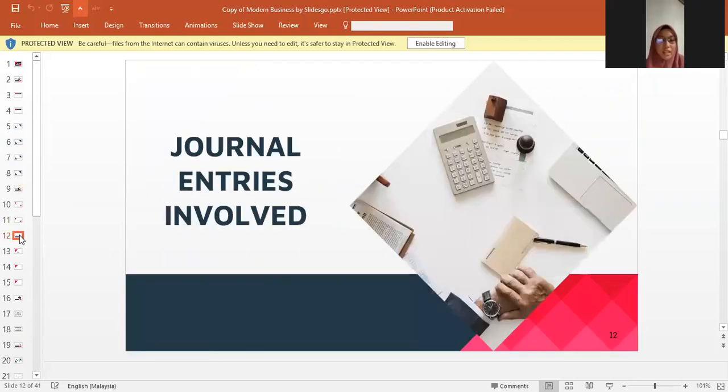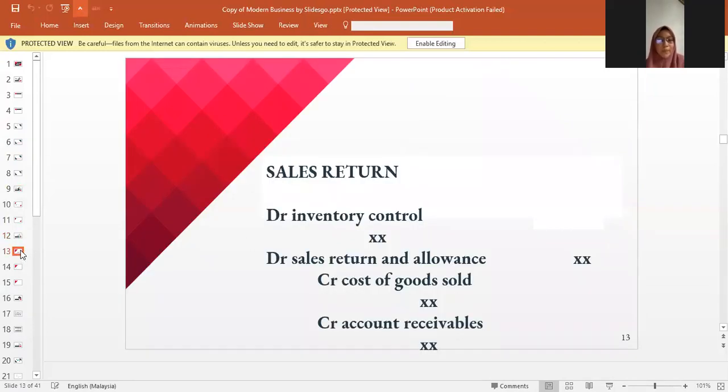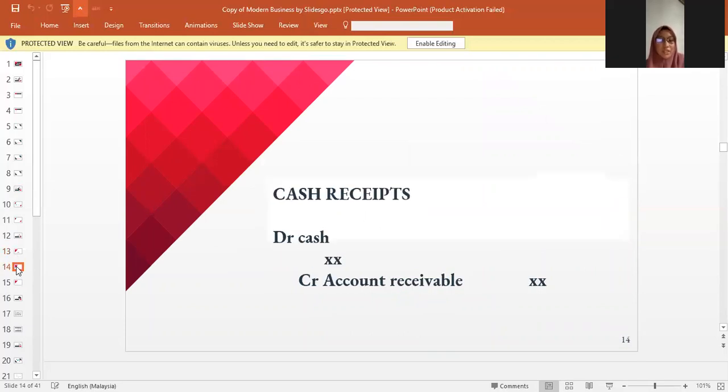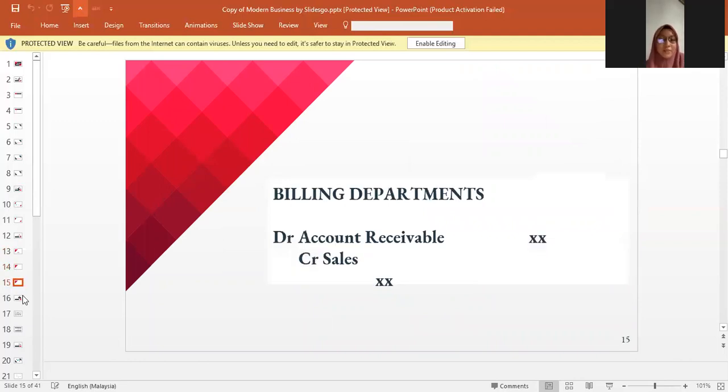And next are the journal entries involved in the revenue cycle. For sales return, we debit inventory control, debit sales return allowance and credit cost of goods sold and account receivables. Second, cash receipt, we debit cash and credit account receivable. And for the billing departments, debit account receivable and credit sales.